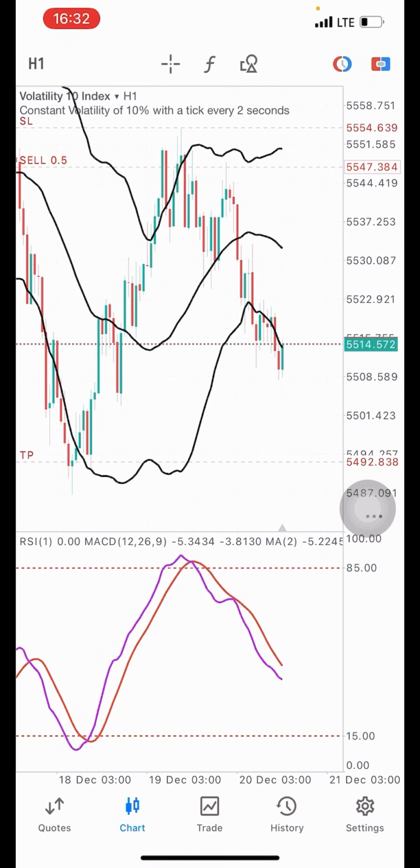So in today's video, I'll be sharing with you guys another profitable volatility index strategy that you can use to grow your small account. Okay, so as you can see here on my chart, I took an entry using this same strategy I'm about to share with you guys now.